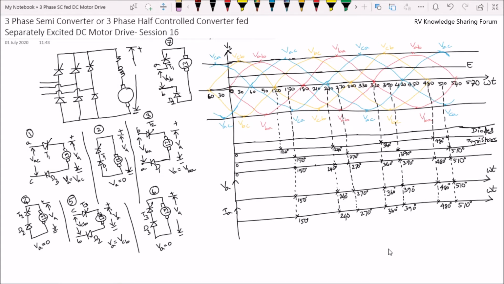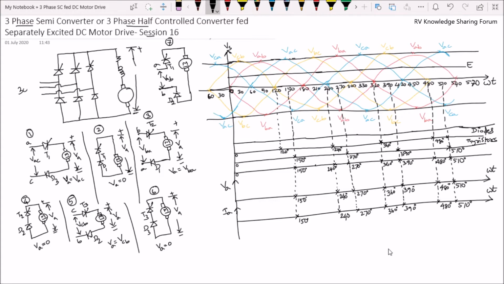In this session 16 of electric drives and control, we are going to discuss the three-phase semi-converter, or three-phase half-controlled converter, fed separately excited DC motor drive. So now let us discuss the circuit diagram.